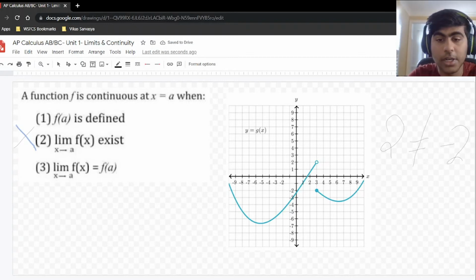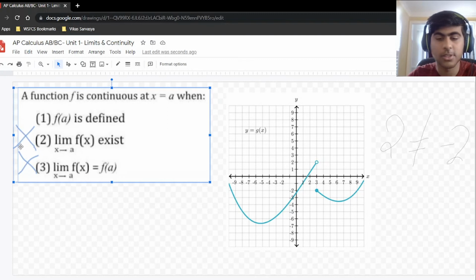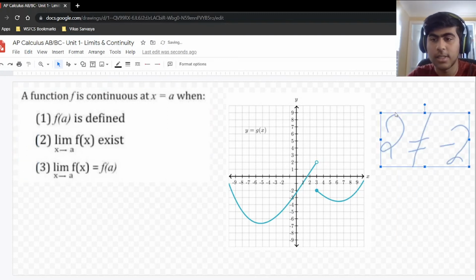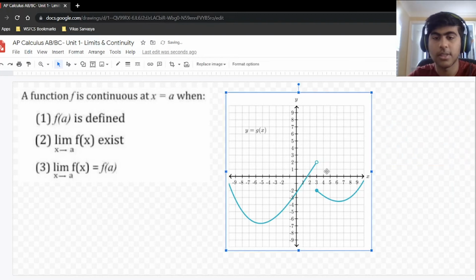And therefore the third criteria is also not true, because if the limit doesn't even exist, it can't be equal to anything. And then f of a is defined, it's -2, but that doesn't matter because we already violated some of the criteria, so this cannot be a continuous function. Now let's look at a function that is continuous and see what that looks like.